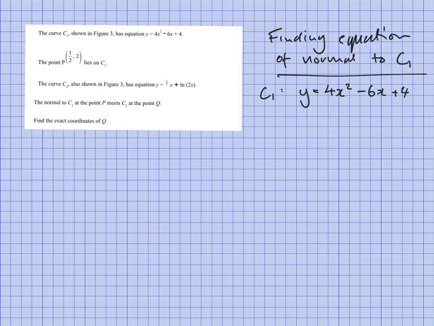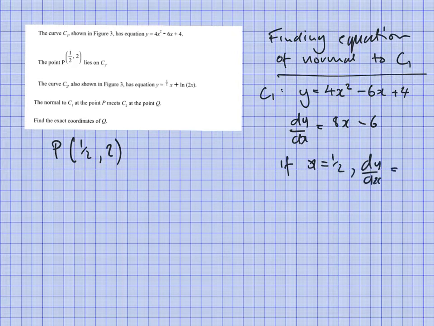So we have the equation y equals 4x squared minus 6x plus 4. To find the normal, firstly, we need to differentiate. So I'm going to go ahead and do that. dy by dx then is 8x minus 6. The point we're given is a half, 2. So for P, which is a half, 2, if x equals a half, then dy by dx will equal minus 2. This means that the gradient m of the normal is minus 1 divided by that value, which gives me a half.